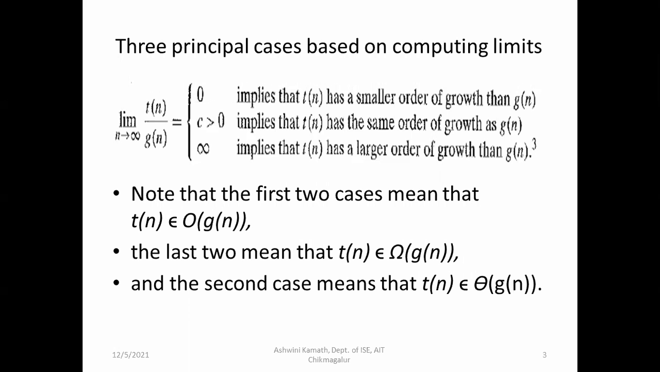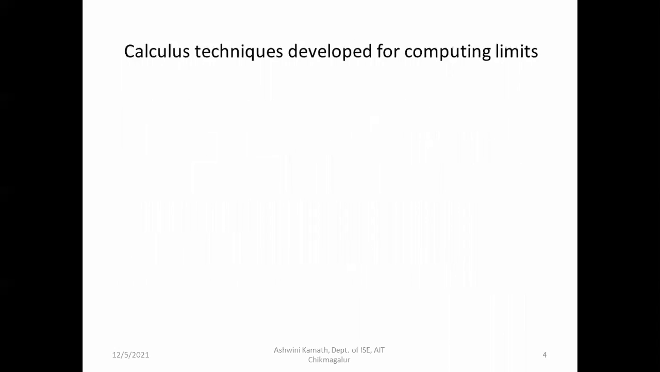If it is greater than 0, a positive number other than 0, then it has the same order of growth. If it is infinity, then it has a larger order of growth. We'll discuss this with an example. So calculus techniques are developed for computing limits. Here we have two formulas. If required, we can use these for division.